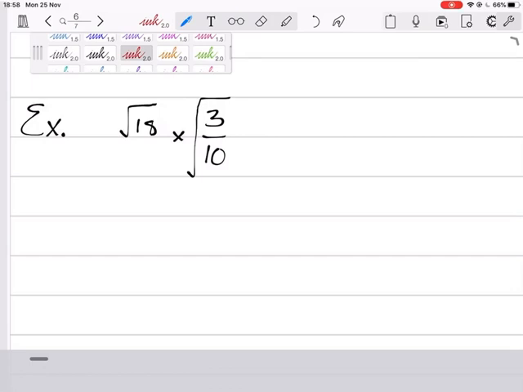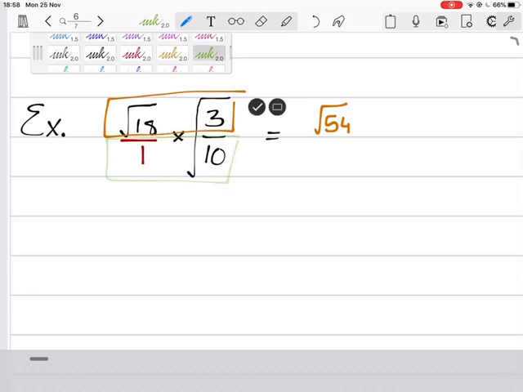Whenever I'm multiplying with a fraction, I like to multiply a fraction with another fraction. So I'm going to put this over 1. Multiplying across the top, I would be multiplying 18 with my 3. So square root 18 times my square root of 3, which is going to give me square root 54. And multiplying across the bottom, 1 times square root 10 is just going to give me square root of 10.